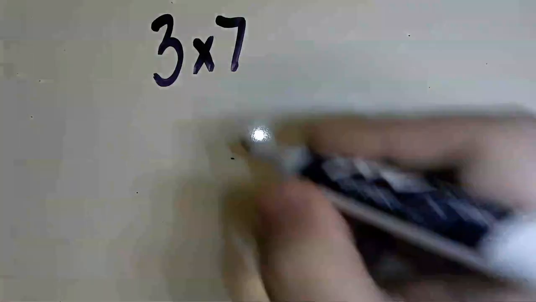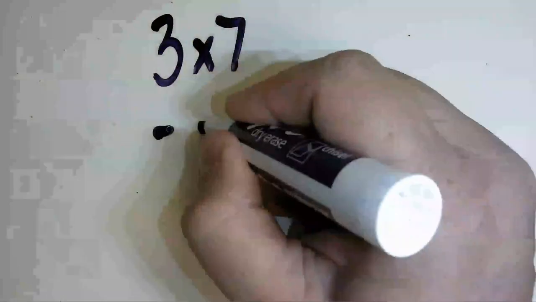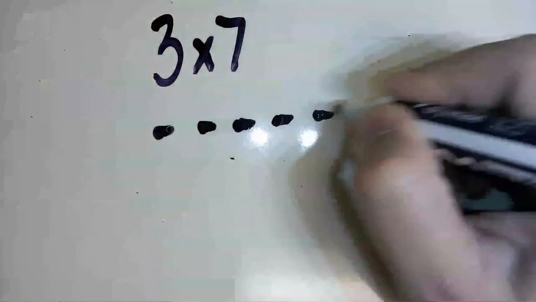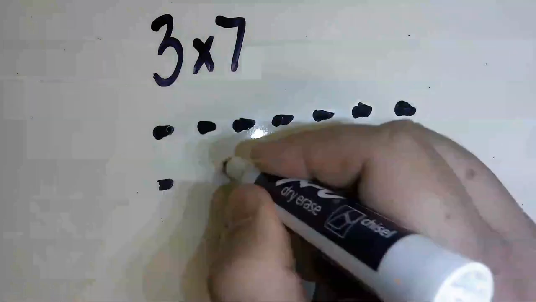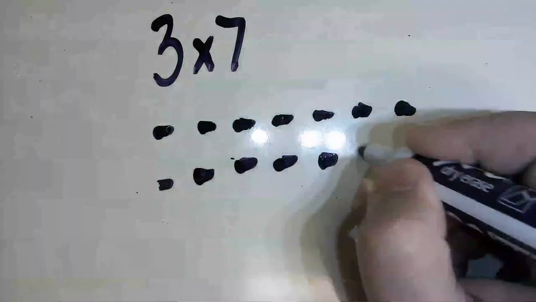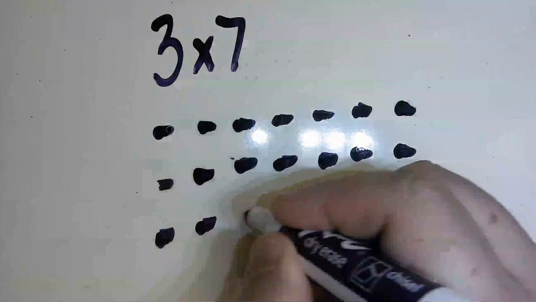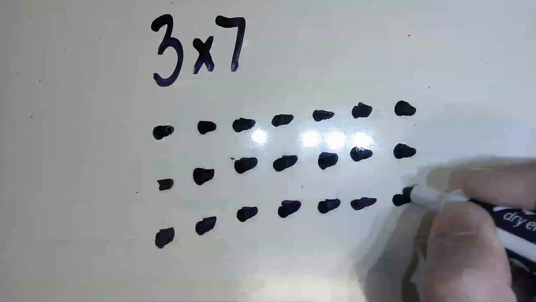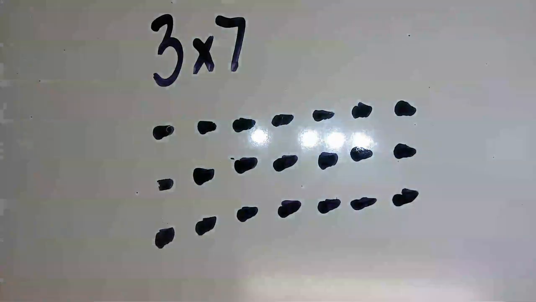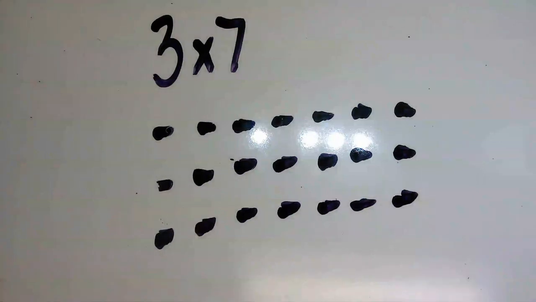Now, they stacked them on top of each other, but we are going to do the exact same way of what we were just doing. All right, 3 times 7 tells me 3 rows with 7. 1, 2, 3, 4, 5, 6, 7. Next row, 1, 2, 3, 4, 5, 6, 7. Next row, 1, 2, 3, 4, 5, 6, 7. All right, I've got 3 rows, and there's 7 in every row.